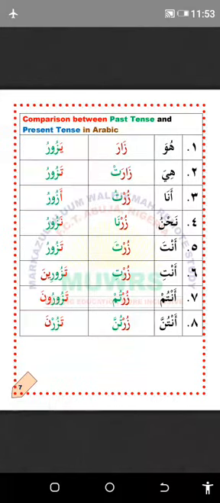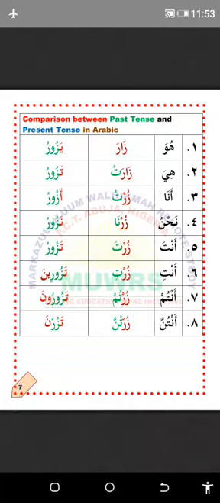MashaAllah. Now the comparison between past tense and present tense in Arabic. Number 1. Huwa, he. Zara, he visited or he has visited. Yazuru, he is visiting or he visits. Number 2. Hiya, she. Zarat, she has visited or she visited. Tazuru, she is visiting or she visits.